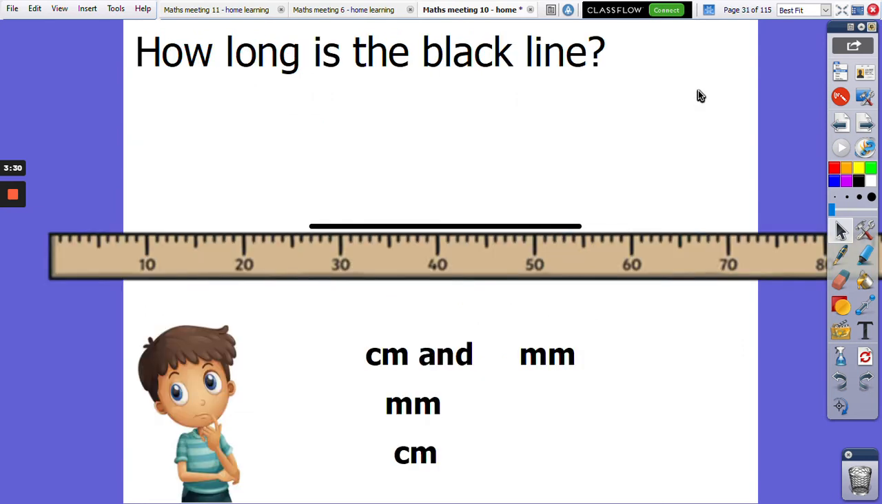Okay, we've got some measuring now. We've got a black line on the screen and a ruler against it. We use that ruler to measure how long that black line is. Okay, off you go. Right, let's see, shall we?